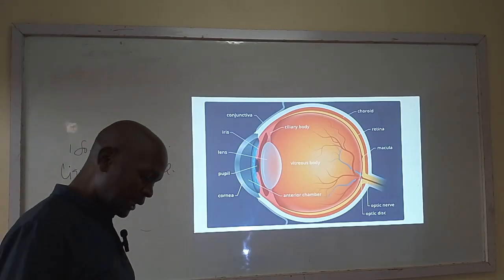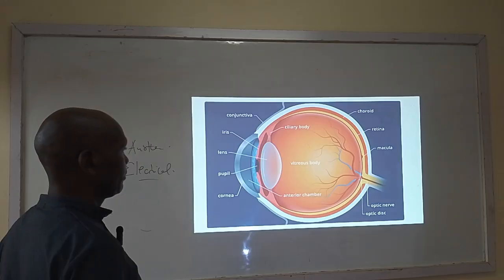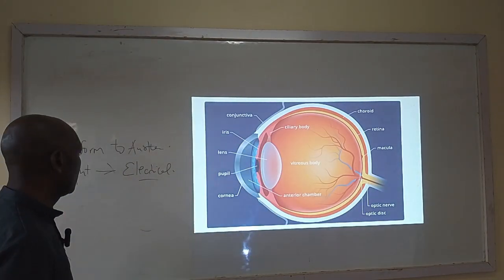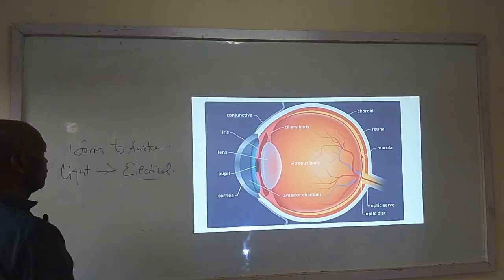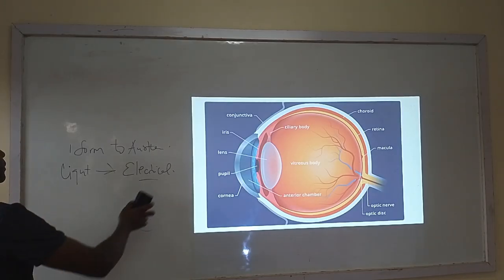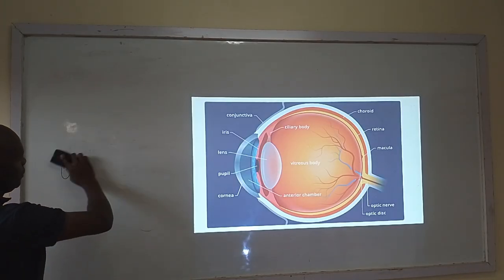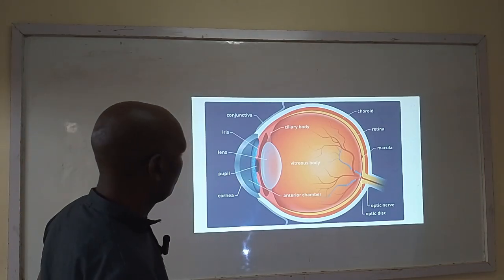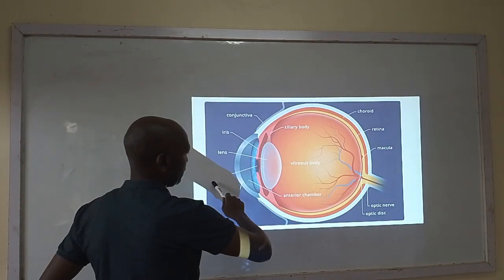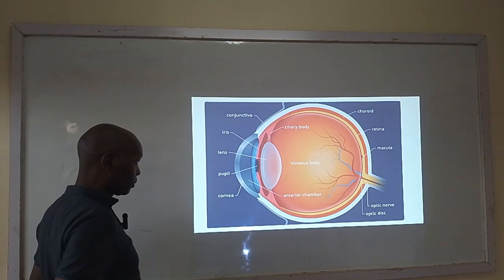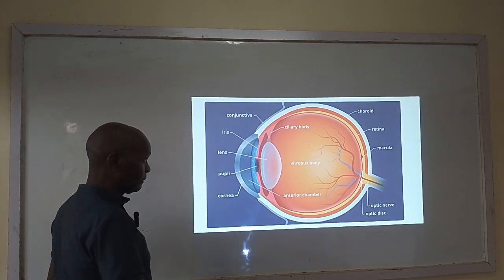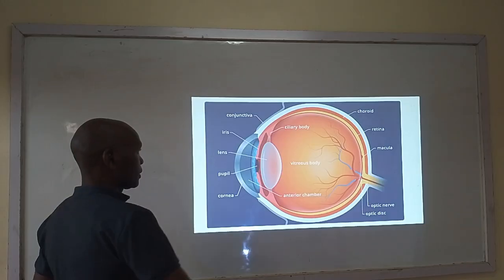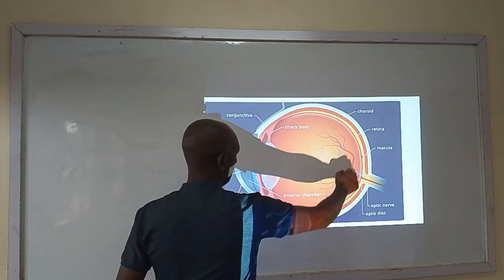For it to be taken to the brain for interpretation. Remember, the nervous system understands only one language, and that is electrical language. So that forms the optical system of the eye. So light gets into the cornea, all through the anterior chamber, through the lens, through the vitreous body up to that area.